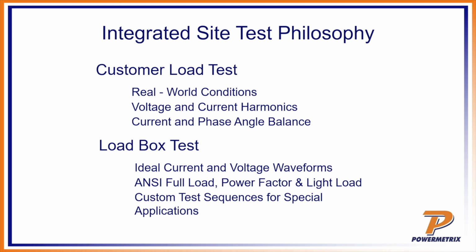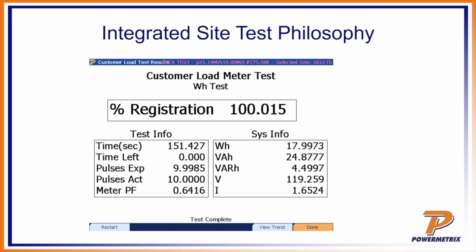So when we do all of these different tests, a customer load test as well as a load box test, we get a really good look into the meter and if we're getting good measurements, if we're billing correctly on this particular site. So with a customer load meter test, a watt-hour test, what do we do? Well, we're going to test for the pulses under the real-world conditions. So we get our watt-hours, our VA, and our VARs, and from this we get a certain registration.